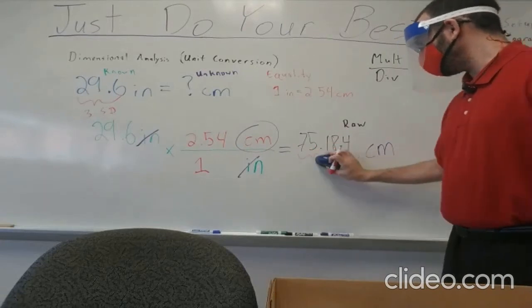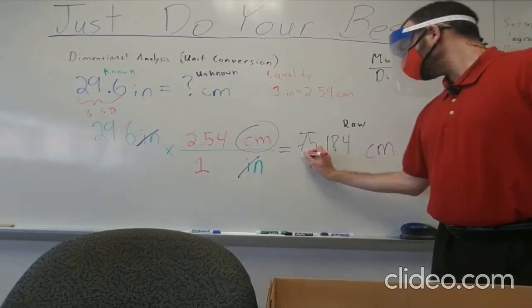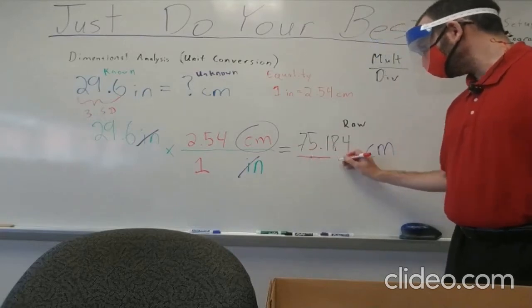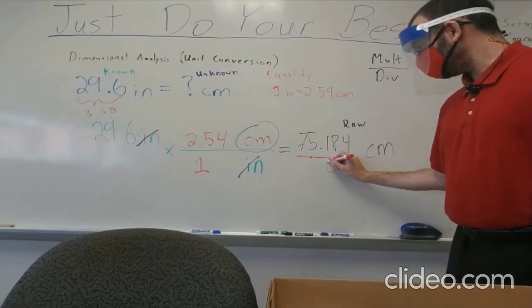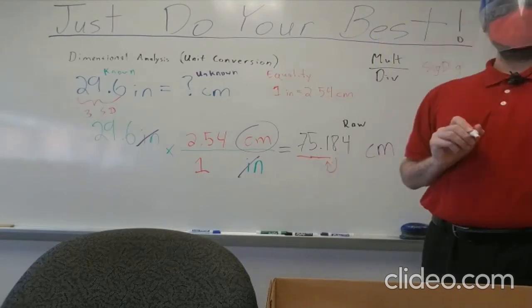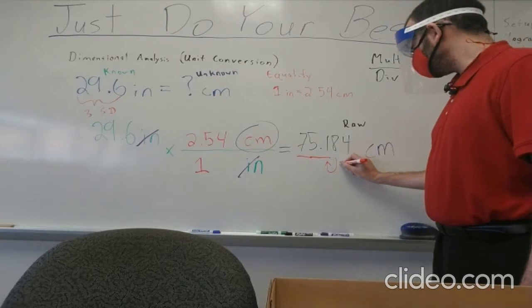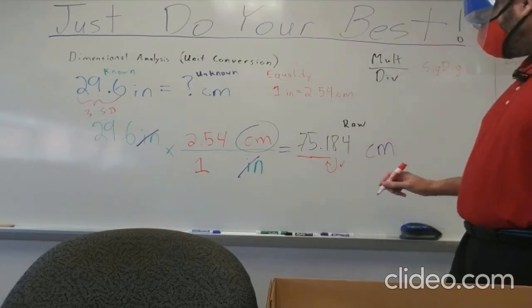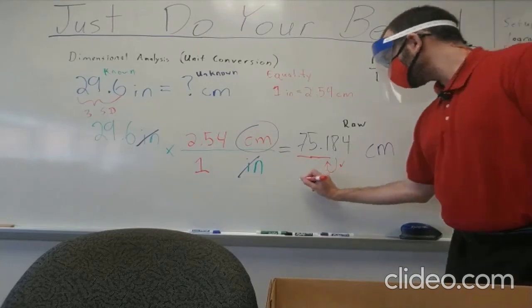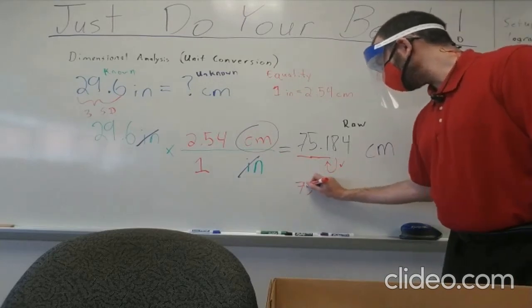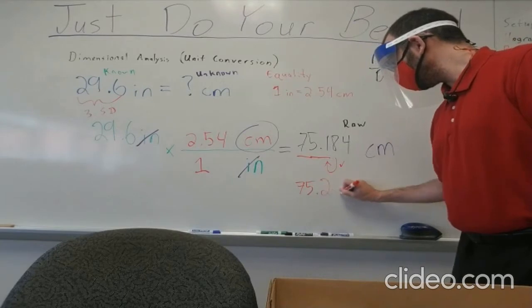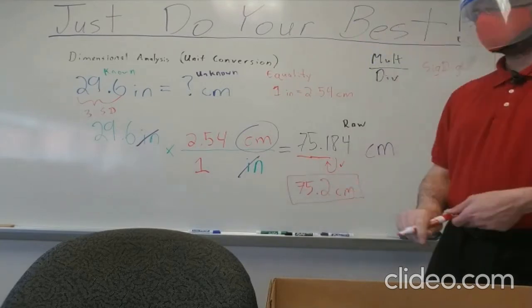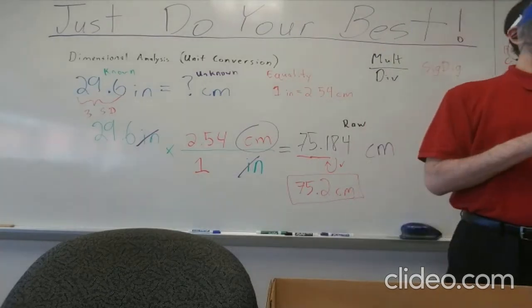Sorry. I want to do this like I did earlier. So 1 digit, 2 digit, 3 digit. Then I look at the 4th digit. Does the 8 round up the 1? Yes, it does. 5 or above, give it a shove. So this means my final answer is going to be 75.2 centimeters. And I put a box around it to signify that I am done, and we are golden.